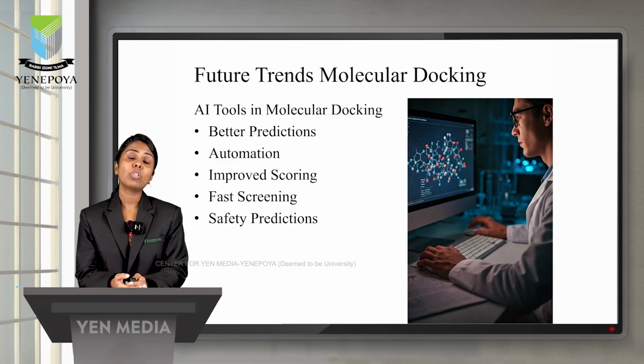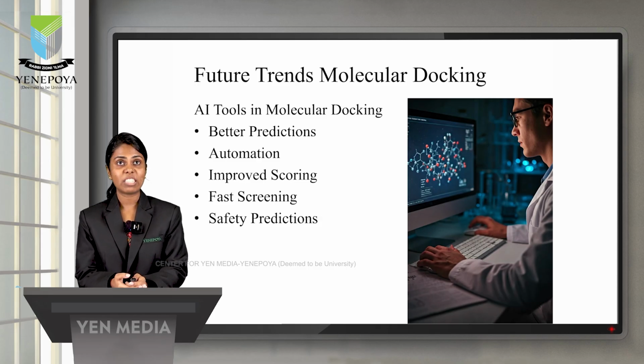Last slide, it's the future. What is the future trend of molecular docking? If we apply AI tools in molecular docking, what are the advantages we'll get? That is better prediction, automation, improved scoring, fast screening and safety prediction.